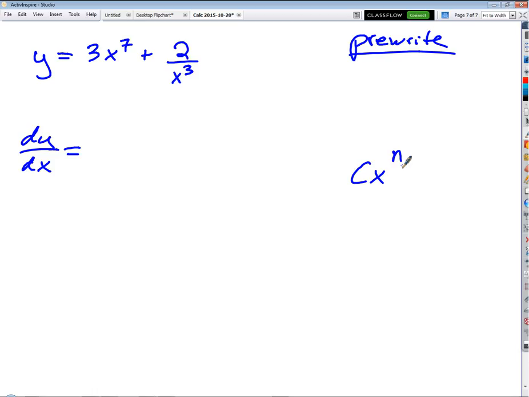Would be 2x to the negative 3? Yeah, exactly. Okay. So we've got to rewrite this. Before we do the problem, we've got to rewrite it as 3x to the 7th plus 2x to the negative 3. Now, I can just apply my rule. So what am I going to get? Wait, how do you do it? Okay, question? So, okay, so here's the n, right?